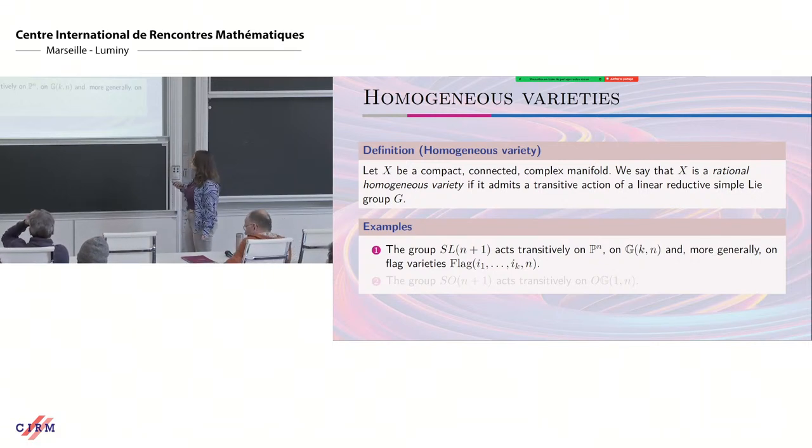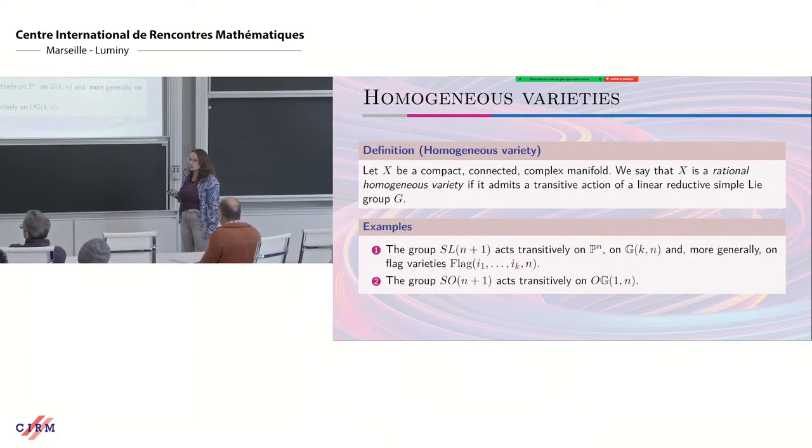Those are also examples of homogeneous varieties. We can also consider the action of SO(n+1) on the orthogonal Grassmannian of lines contained in a non-degenerate quadric in P^n.